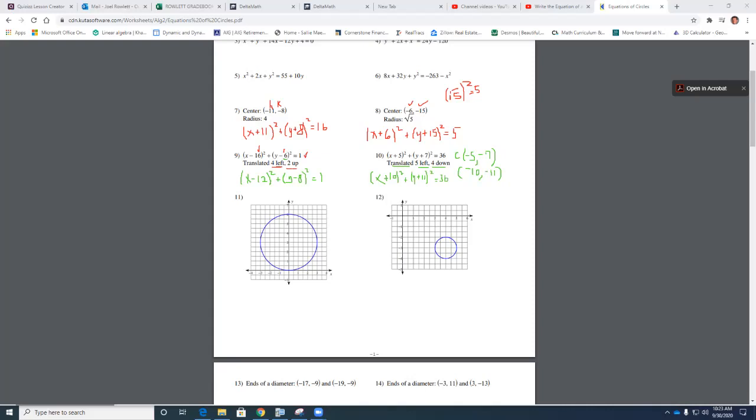Let's write equations for the circle in problem number 11 and 12. If you look at number 11, it appears to me that the center of the circle is right here. So that's going to be the point 0, 3. And if I go straight from the center all the way over to here, it looks to me like the radius, if I look at this number line here, 1, 2, 3, looks like the radius is also 3.